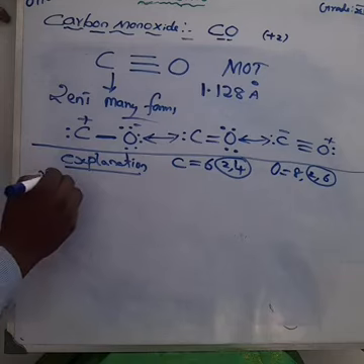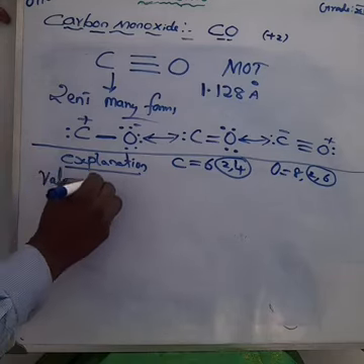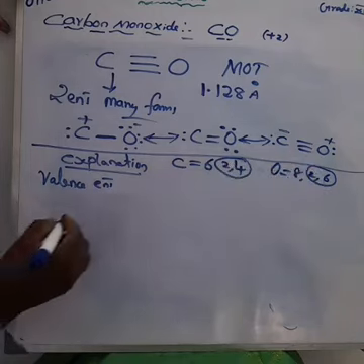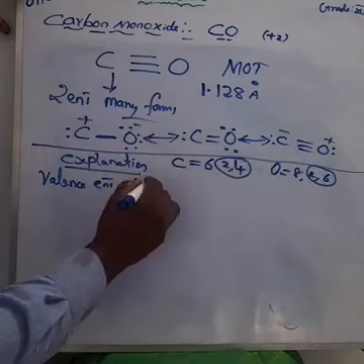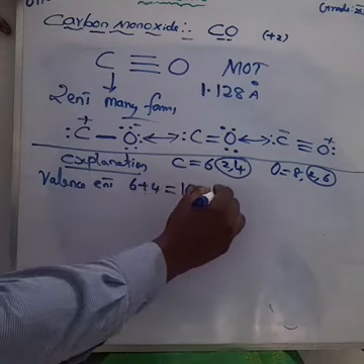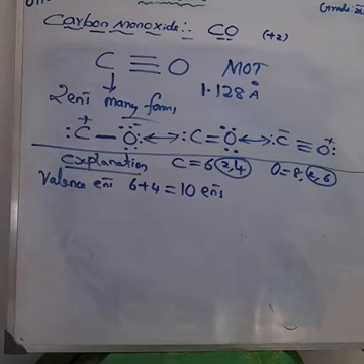So, what is the valence electron of carbon? The valence electron of carbon is 4. What is the valence electron of oxygen? The oxygen is 6. So, 6 plus 4 is equal to, in total, how many valence electrons are present there? 10 valence electrons are present there. Yes or no?